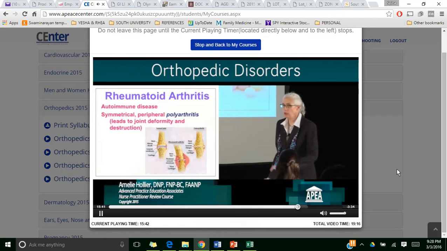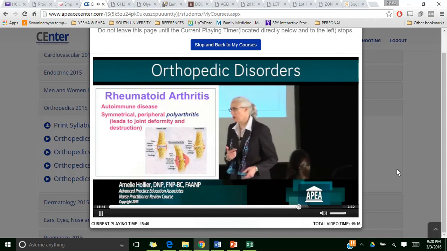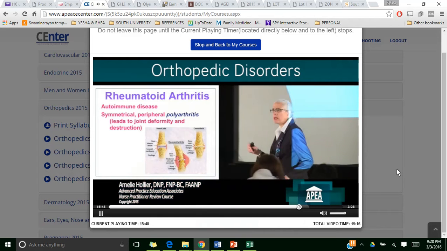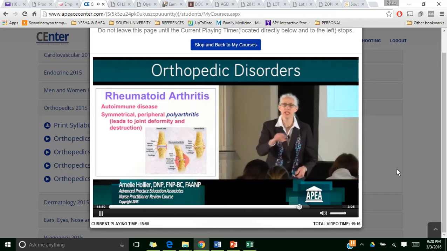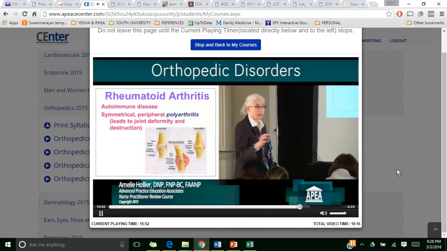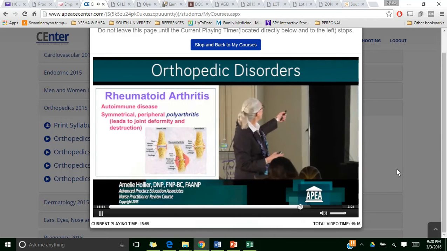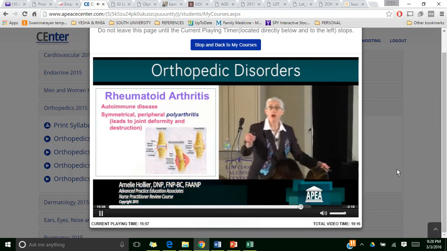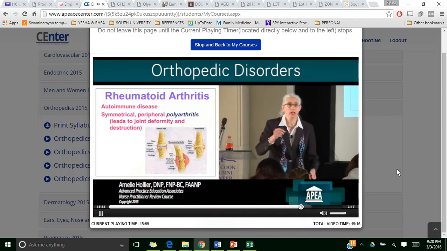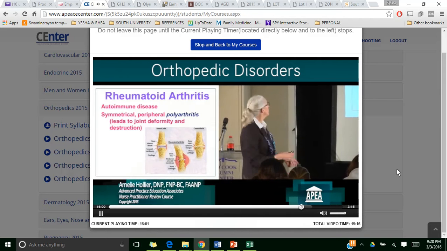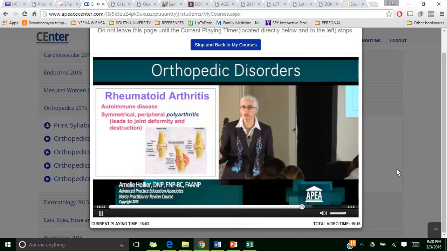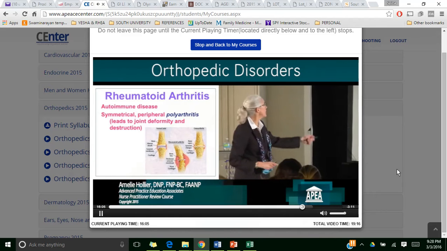Autoimmune. Rheumatoid arthritis is an autoimmune disorder, and look at how it's described. The first word I want you to look at is this one. It is a polyarthritis. What does that mean? It affects multiple joints. It is a peripheral polyarthritis. What does that mean? It typically does not affect the spine. The spine is usually spared. It affects arms and legs and peripheral joints.